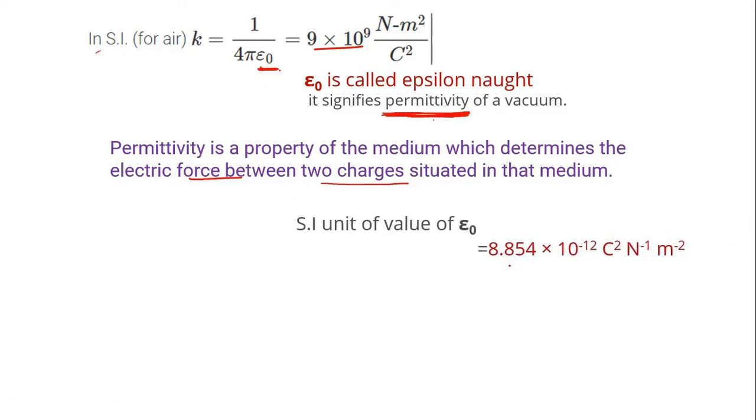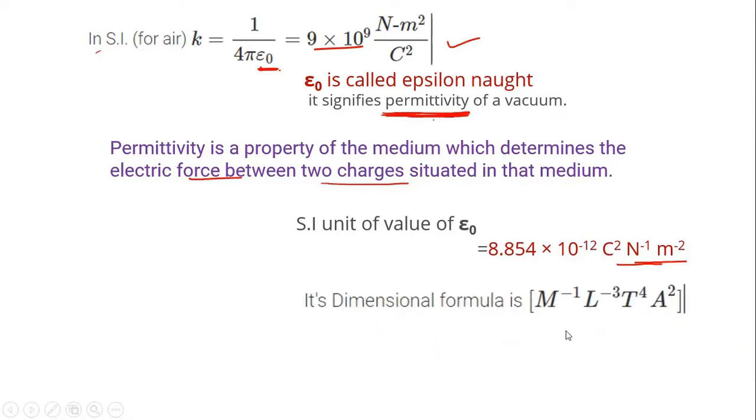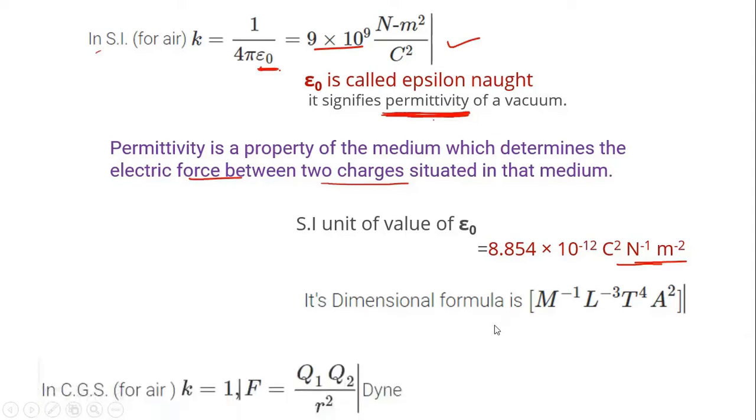The SI unit of epsilon is Coulomb square per Newton per meter square. See here, the unit of epsilon naught and the unit of K are reciprocal to each other, so it is very easy to remember these units. Please remember the values and the units, as they can be asked in the exams. Its dimensional formula is this one. This can also be asked as a 1-mark question, so please go for it.